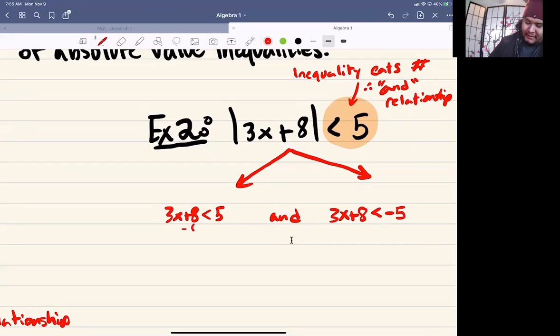We're gonna get -8, and then this goes away, and you're gonna get 3x. That's -3 divided by 3. And you're gonna get x is less than -1, and we're also going to get, we're supposed to get -4 and 1/3.